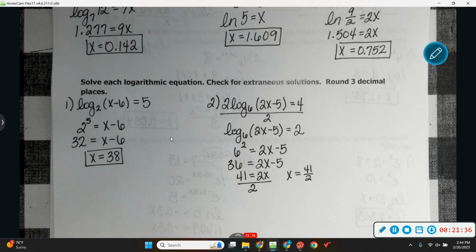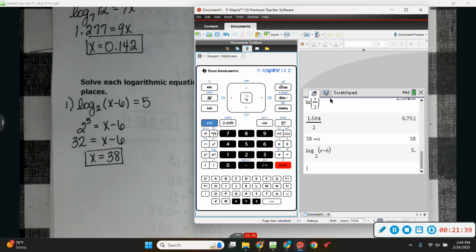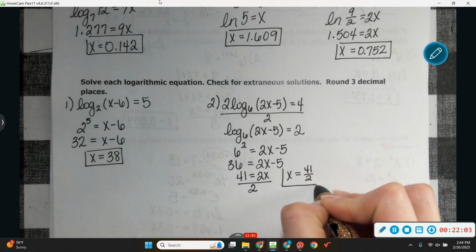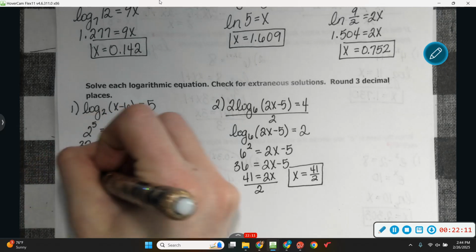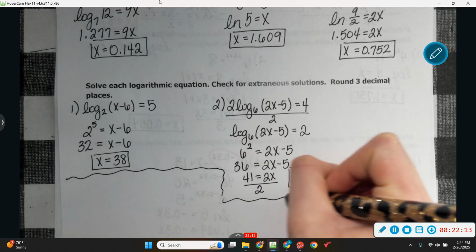Okay, so when I type this in the calculator, I do control divide, 41 halves, store for x, and I have 2 times my log base 6 of 2x minus 5. That is equal to 4. So x equals 41 halves is my answer. Okay, so then I'm going to split this. I still have 2 other examples.